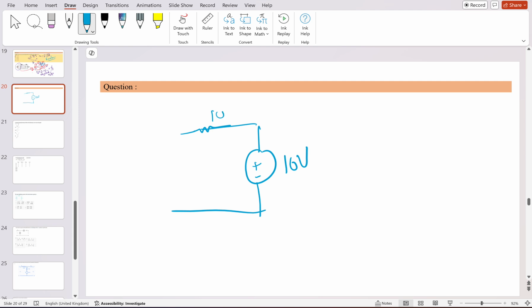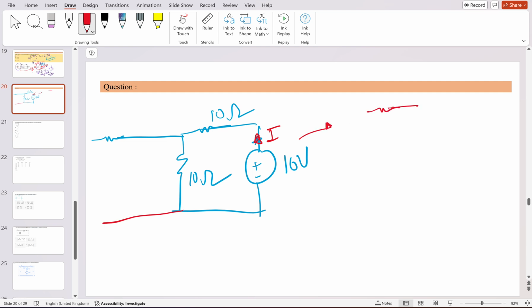this is a 10 ohm, this is a 10 ohm, and there is one more circuit here. Suppose a current I is flowing from here. From your perspective, you are assuming that this is a 10 ohm, and this is a 10 ohm, so the potential will come out to be the same here. That is not the case.